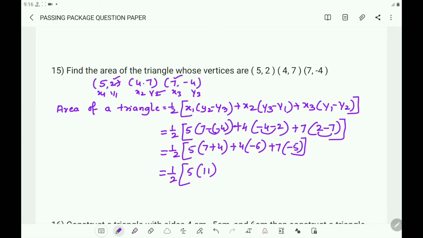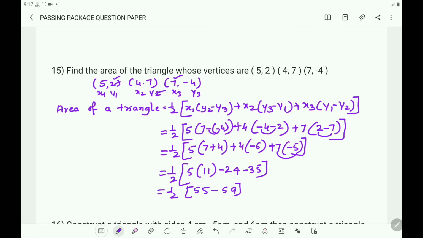5 into 11, and 4 into minus 6. 4 6s are 24, that is minus 24, and 7 5s are 35, so it is minus 35. Then you write 1 by 2 into 5 into 11. 5 into 11 is 55, and take the sum of these two. 5 plus 4. Here, as they have the same sign, we have to add them and put the negative sign only. 5 plus 4 is 9.